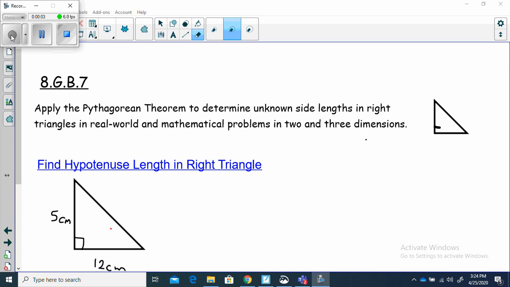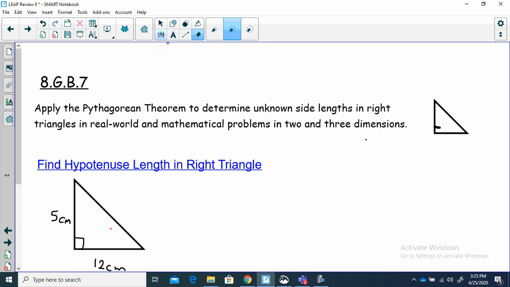This is standard 8.G.B.7. We're going to apply the Pythagorean theorem to determine unknown side lengths in right triangles. Now remember, you can only use the Pythagorean theorem in right triangles. In our case, we're going to do this in real world and mathematical problems and in 2- and 3-dimensional figures. So let's start by remembering the names that you'd have for pieces of a triangle.